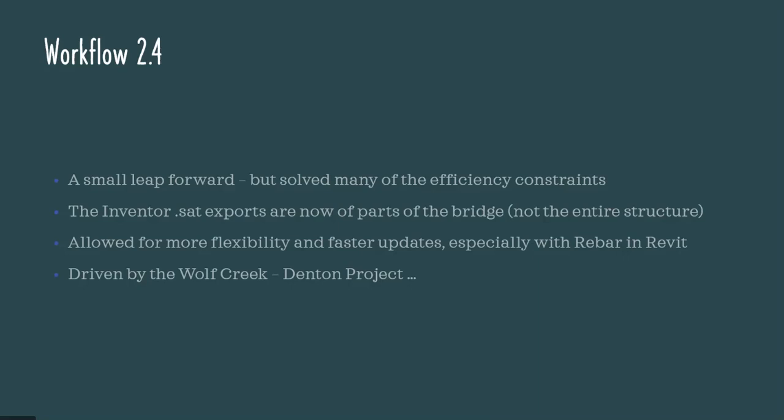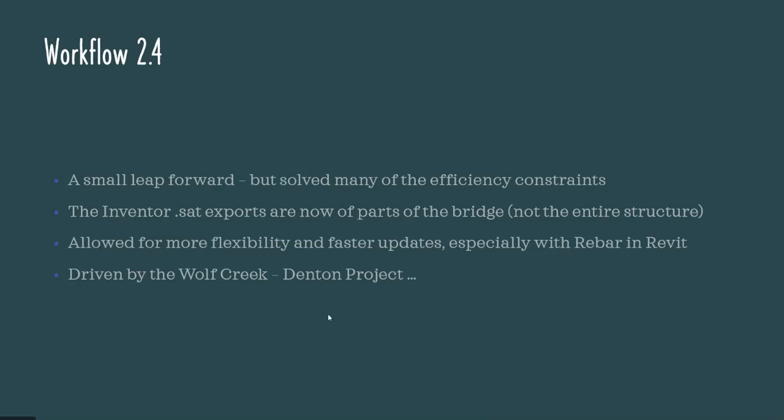And this was a small leap forward, but it solved many of the efficiency constraints that we saw in 2.0. And it was a pretty small change because all we started to do was export SAT files of just parts of the bridge, and then we would assemble those in Revit. And we kind of noticed how the architects were working with their walls and different things, and so we said, oh, okay, and we kind of emulated that. And what this did is it allowed a lot more flexibility and faster updates, especially when we had rebar and other things in Revit. So that process was a lot more flexible for changes.